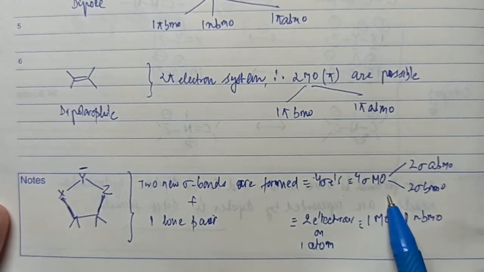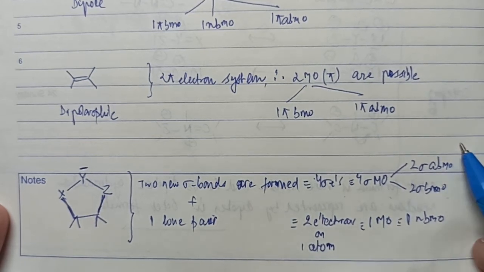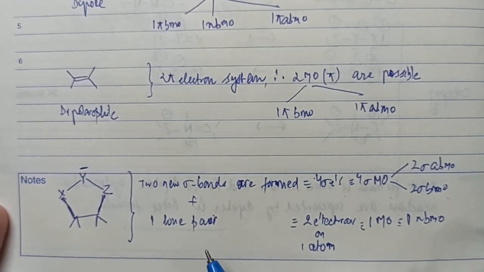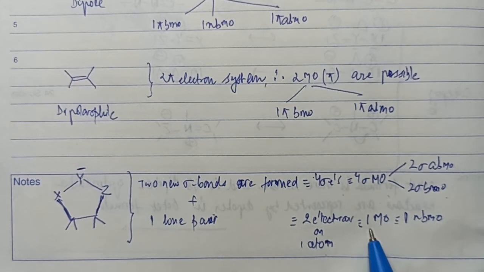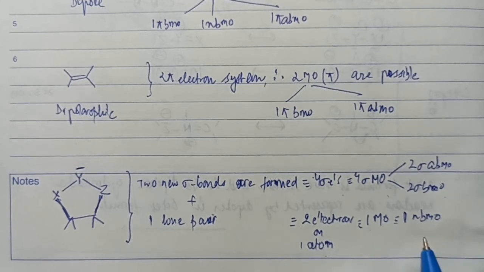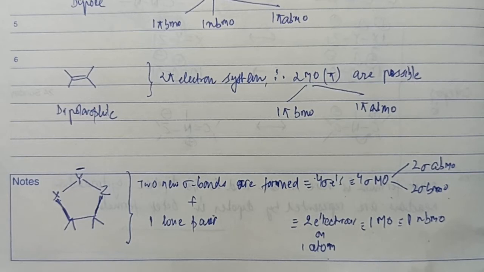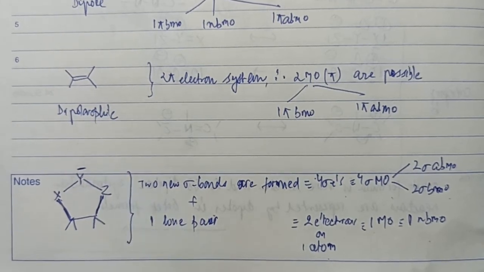Therefore 4 sigma molecular orbitals are possible, out of which 2 sigma will be bonding and 2 sigma will be anti-bonding. Since there is 1 lone pair, and lone pairs do not get involved in any kind of bonding or anti-bonding process, these 2 electrons are localized on 1 atom only, hence only 1 molecular orbital is possible, and that will be a non-bonding molecular orbital. Hence on the product side, again I have 5 molecular orbitals, 4 coming from the 2 new sigma bonds and 1 coming from the lone pair of electrons.